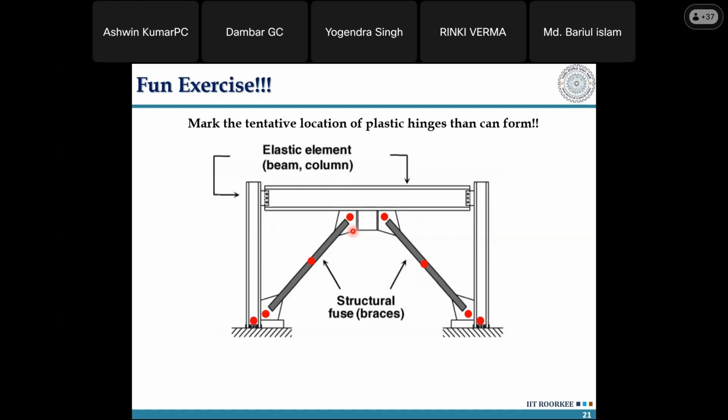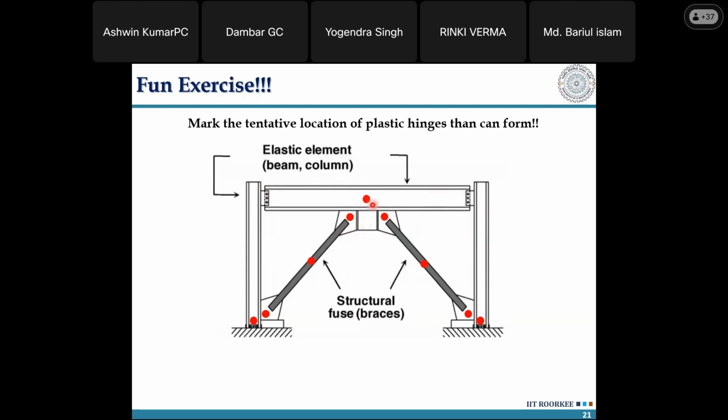Next, ideally, a hinge will form at the base of the column, right? And then it may also form at the middle of the beam here. Earlier, as I told you, during the earthquake, why the hinges are forming here is, for one case, you can understand that for the beam mechanism to be complete, pinned connections are already there. So the hinge may form in the middle.